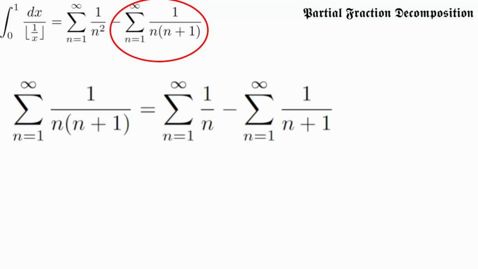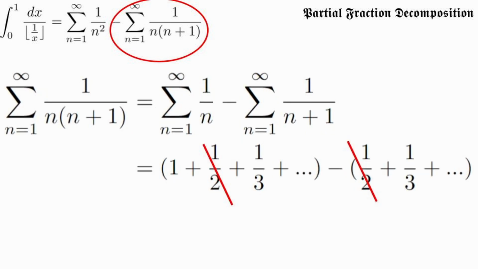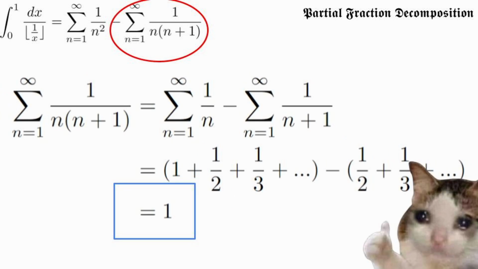Starting with the summation on the right hand side, we can use partial fraction decomposition to split the original summation into two independent summations. After splitting our original summation, we can now start writing out explicitly the terms of our two new summations. Because of the minus sign between the two summations, we see that the terms start canceling out in such a way that the only term that is non-zero is the 1 from the summation on the left hand side. As a result, we can conclude that the summation from n equals 1 to infinity of 1 over n times (n+1) converges to 1.